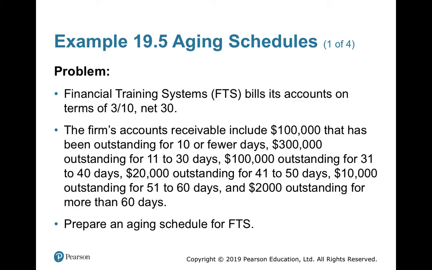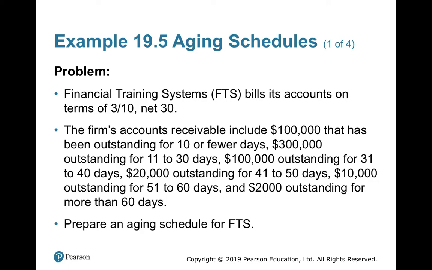You see here, if a customer pays within 10 days, they get a 3% discount. Within 30 days, they have to pay. So you have $100,000 you are getting within the 10 days period, and 3% you are giving as discount. The remaining 300,000 you are collecting from 11 to 30 days. So prepare an aging schedule here.